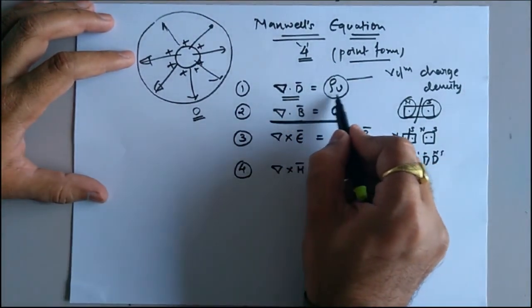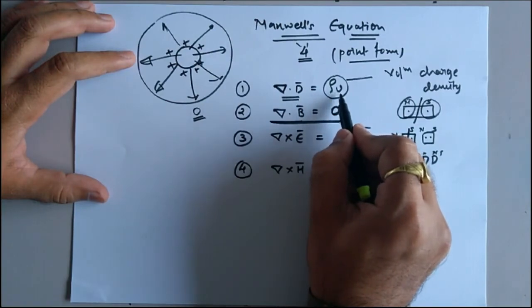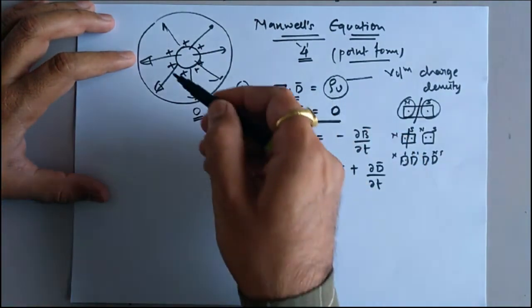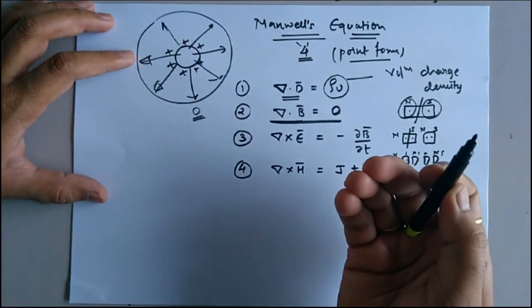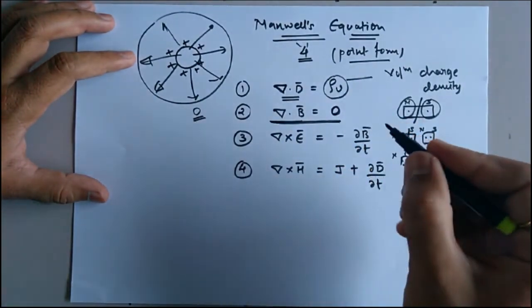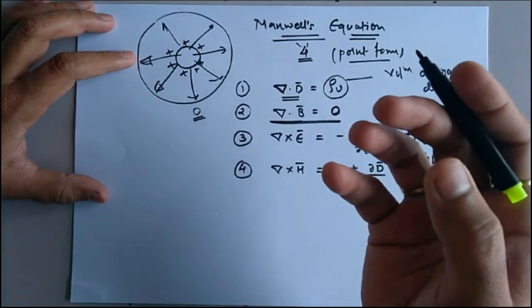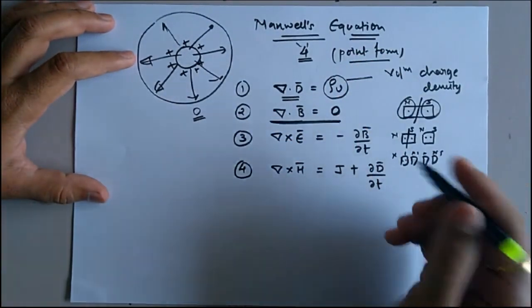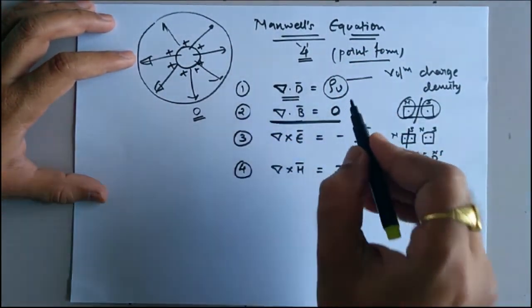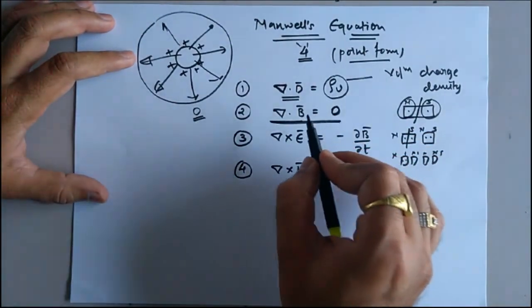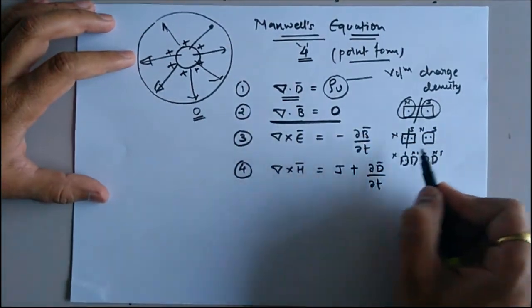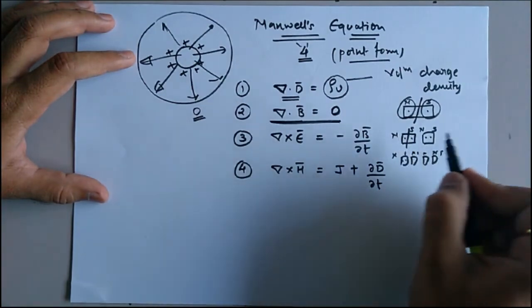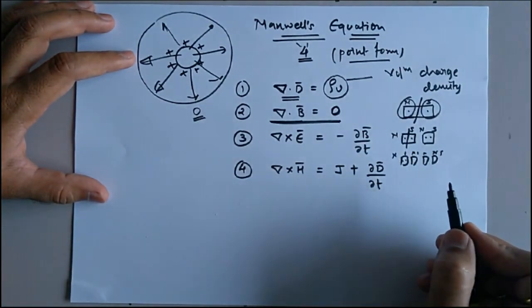But in the electric case, it may be 0 or it may not be 0. If it is 0, that means the net electric field coming out from that particular surface is going to be 0. But we have the flexibility to decide whether we want that particular situation or not. But in case of magnetic field, if you take the divergence of magnetic flux density, it is always going to be 0. That means it is not possible to separate North Pole and South Pole from each other.